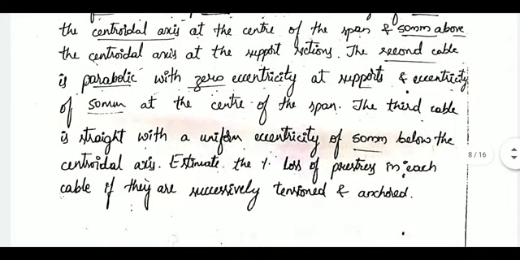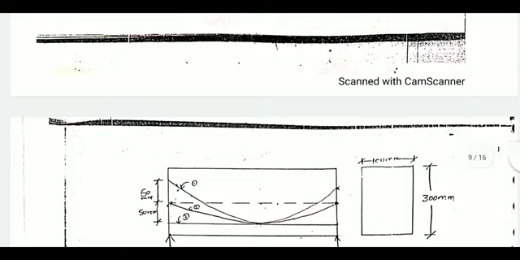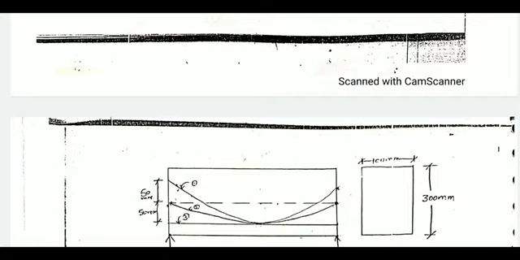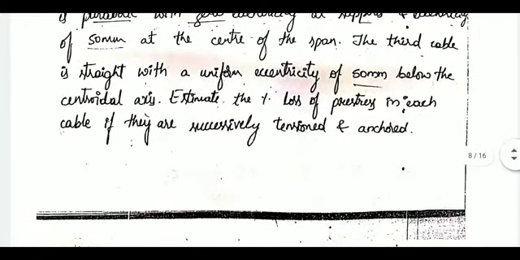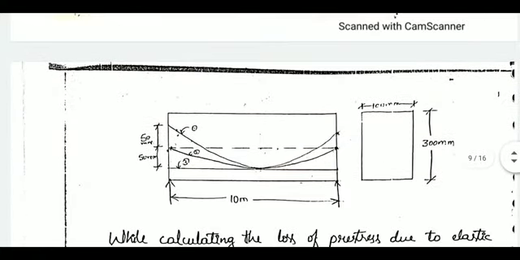The second cable is parabolic with 0 eccentricity at supports and eccentricity of 50 mm at the center of the span. So second cable we have 0 eccentricity, that is it coincides with the centroidal axis, and at mid span it is 50 mm of eccentricity. Third cable is straight with a uniform eccentricity of 50 mm below the centroidal axis. Then third cable is straight one. The span is 100 mm. We have cross section of 100 by 300.